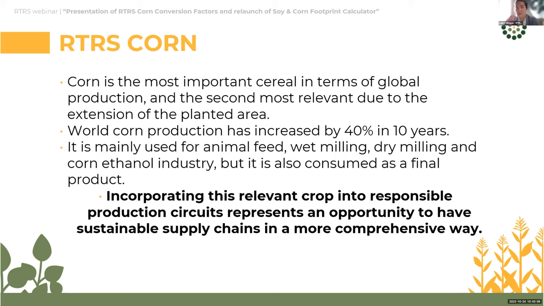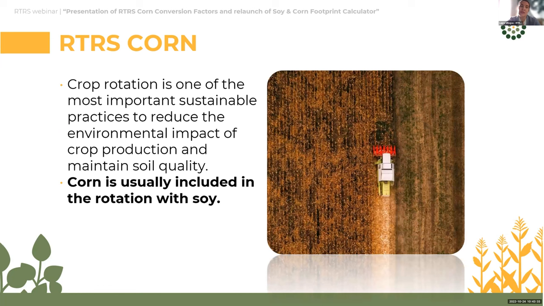We are sharing some data on why corn. On one hand, because of the relevance of corn in terms of global production. Because of this, we think that incorporating this relevant crop into responsible production circuits represents an opportunity to have sustainable supply chains in a more comprehensive way. And on the other hand, because it makes so much sense in terms of synergies with the soy production standard. Crop rotation is one of the most important sustainable practices to reduce environmental impact of crop production, and corn is usually included in the rotation with soy.